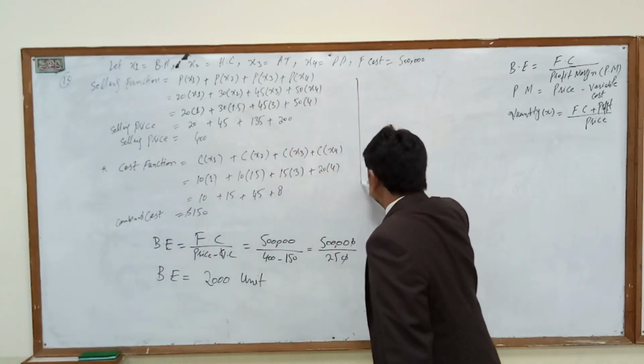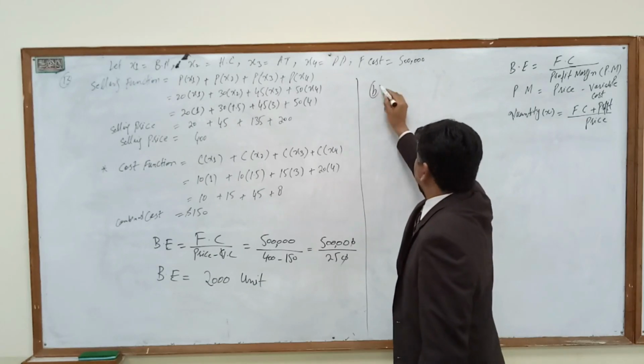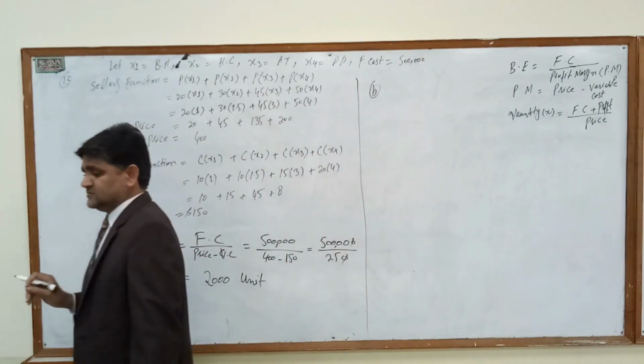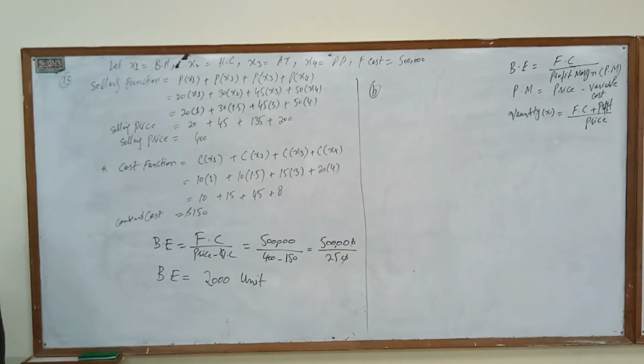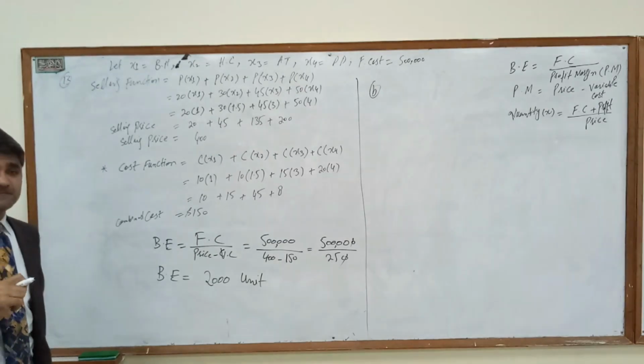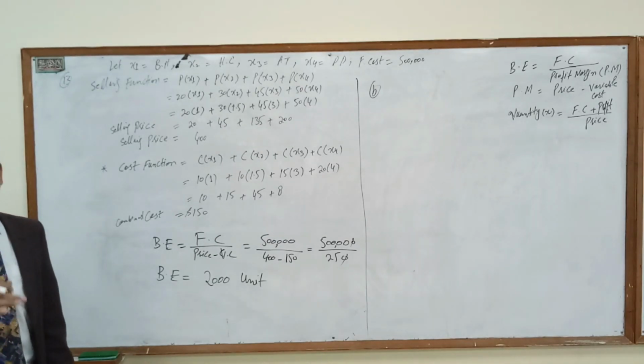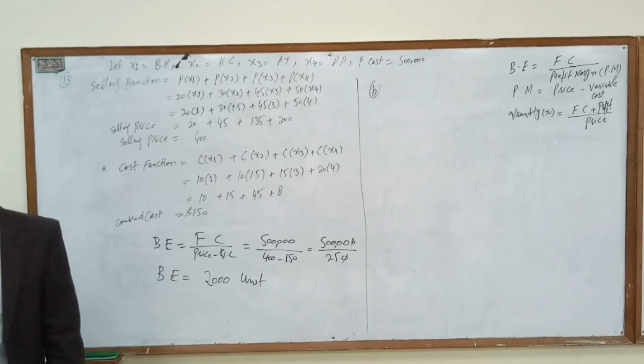What is part B? How much does this translate into sales of individual games? Individual games, how many games are there? Four. How much does it translate to each individual game?